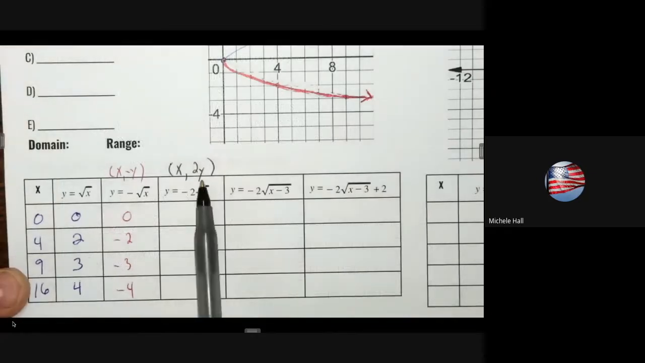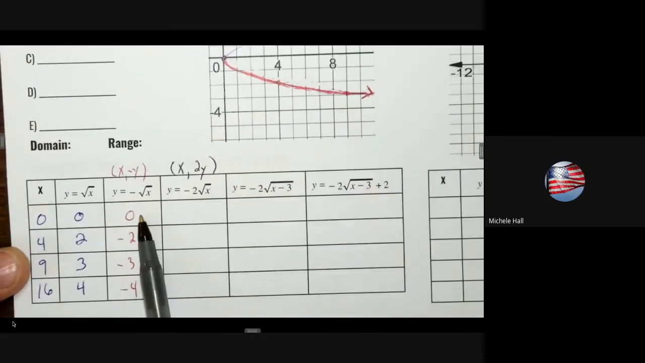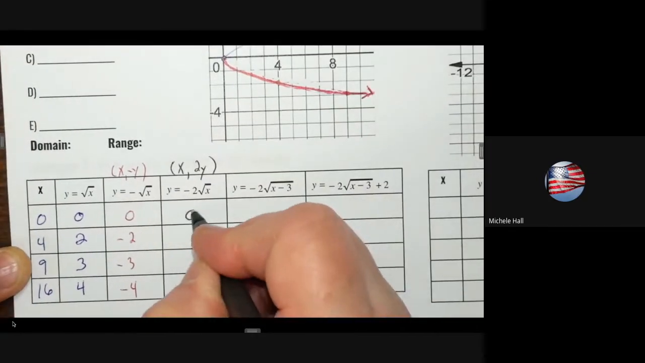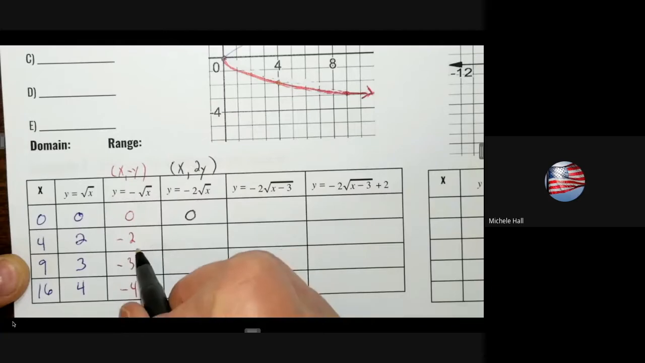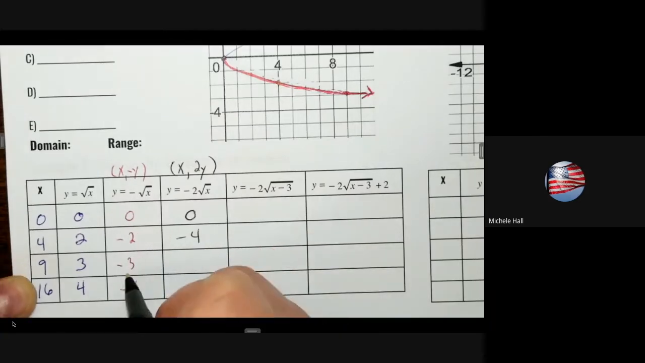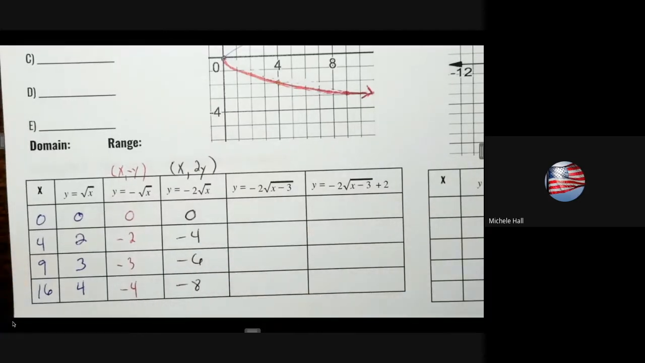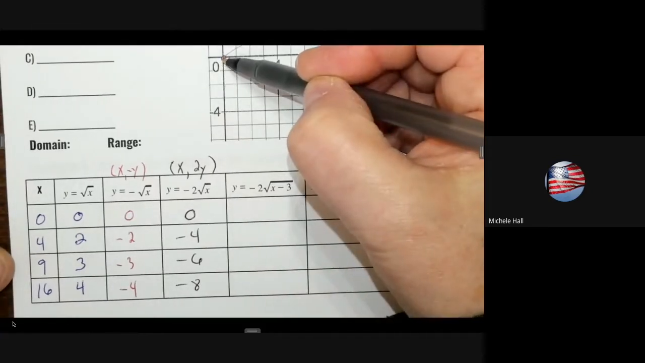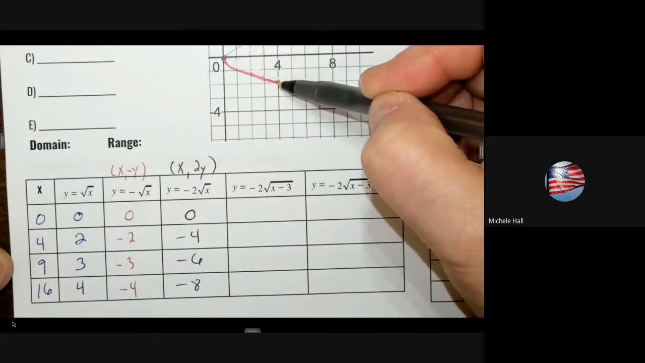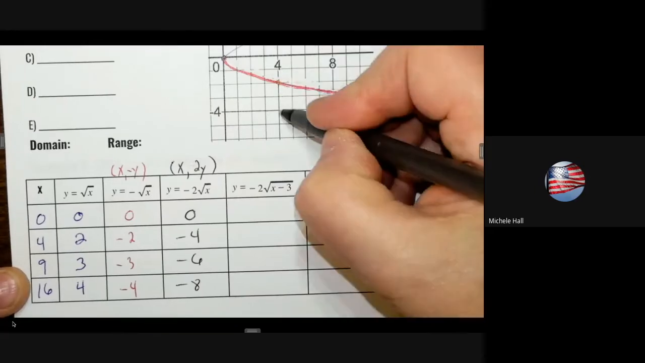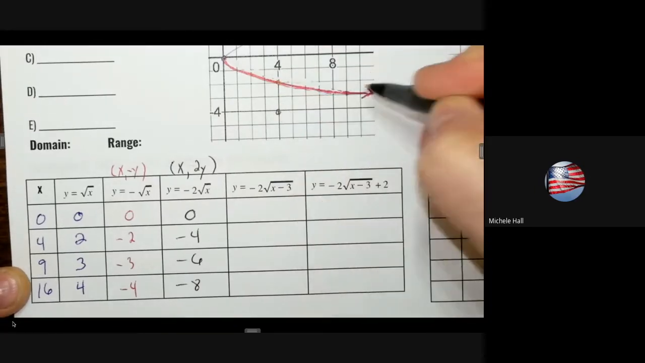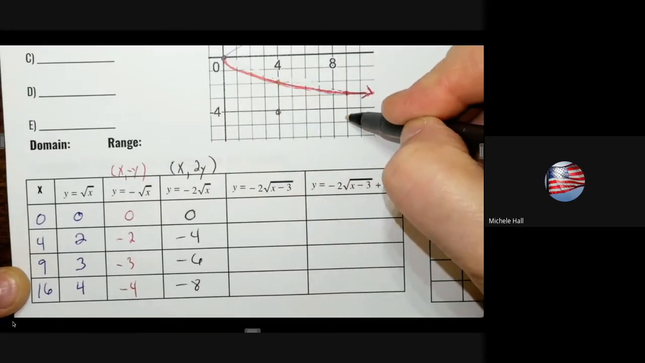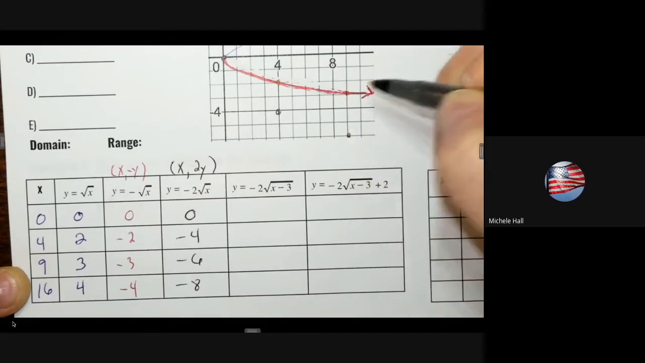We're multiplying 2 to the previous function. 0 times 2, -2 times 2, -3 times 2, and -4 times 2. All right. So multiplying by 2, it's still 0. Multiplying -2, we get -4. And multiplying -3, we get -6.